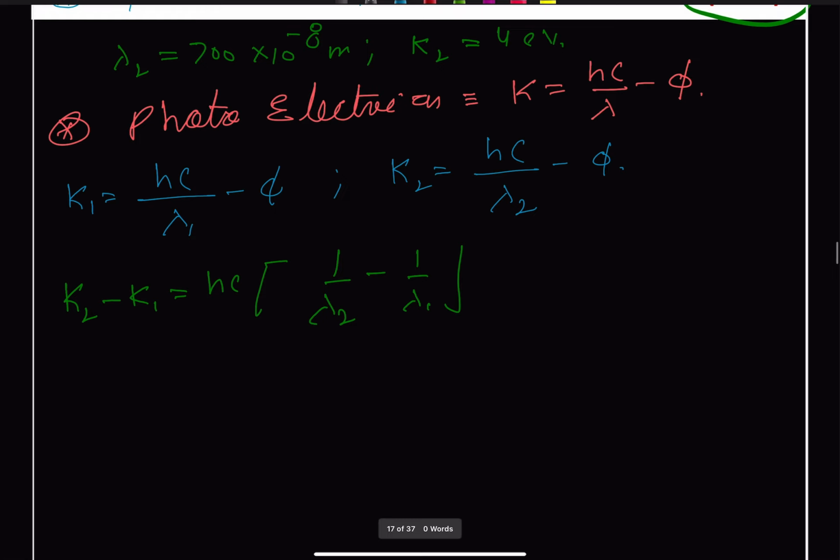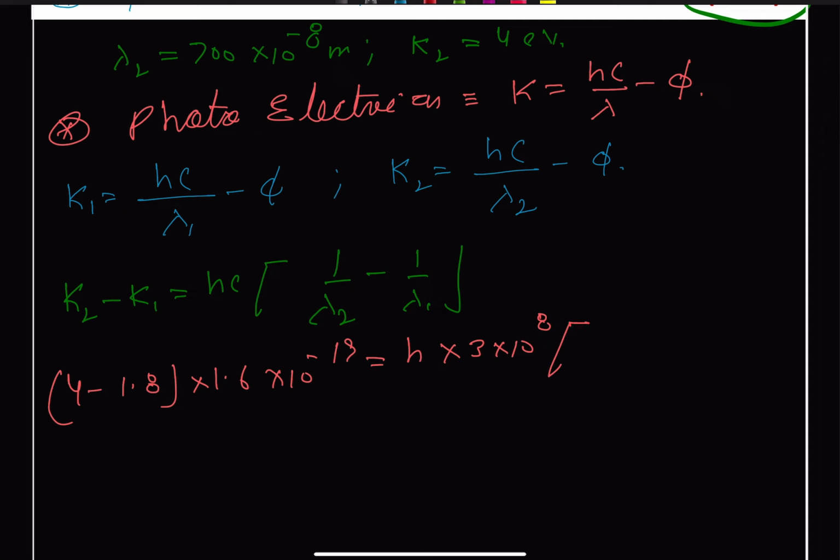K2 was 4 minus 1.8, and this is in electron volt, so this comes as 1.6 into 10 to the power minus 19. H we are supposed to find out, and speed of light is 3 into 10 to the power 8, and we already know that our lambda 2 is 1 upon 7 into 10 to the power minus 8 minus 1 upon 8 into 10 to the power minus 8.